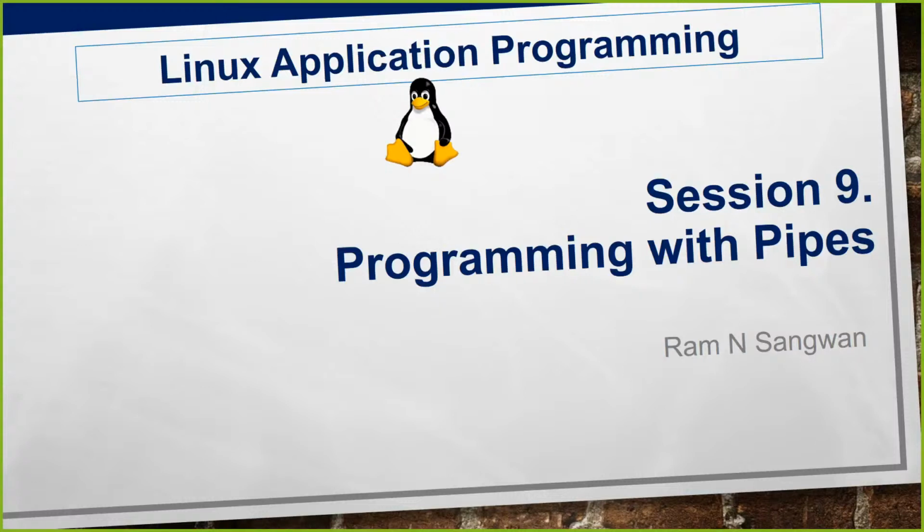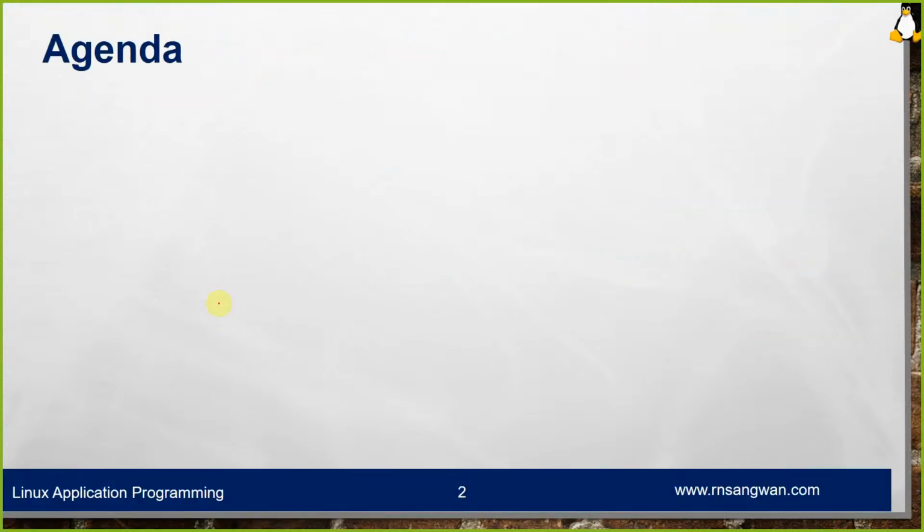Linux Application Programming Series, Session 9, Programming with Pipes. This session is about the pipe which you have been using in Linux. Any serious user in Linux cannot survive without the vertical bar, the pipe.